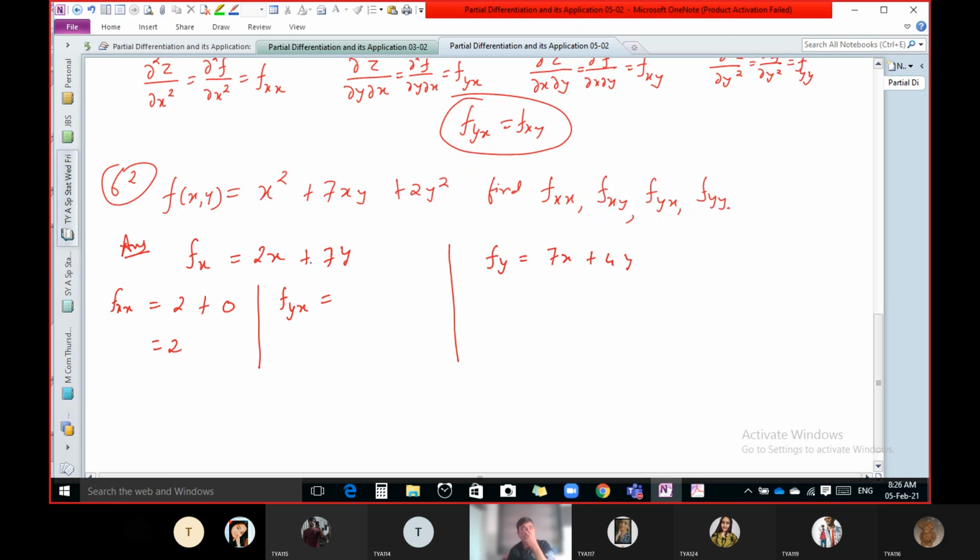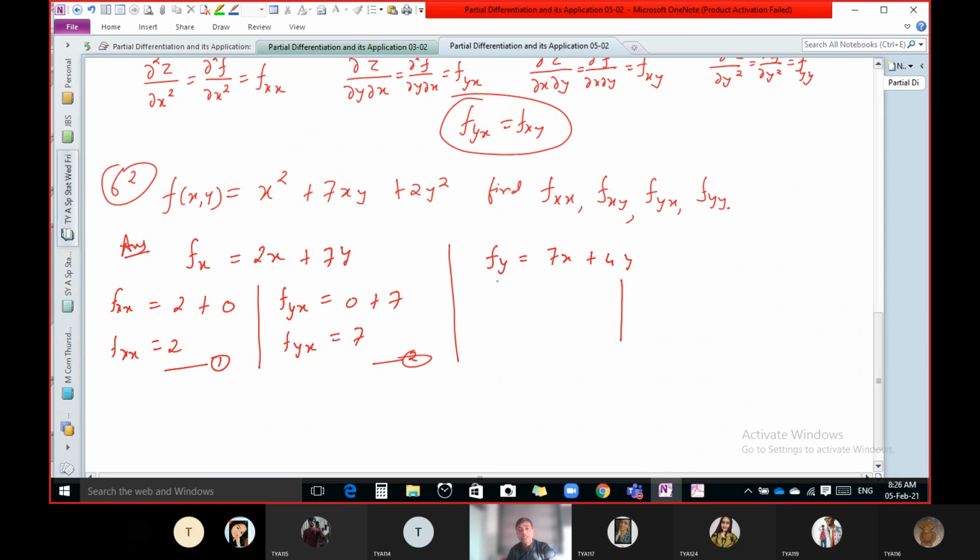Now differentiate this with respect to y. What is the derivative of 2x? 0 plus 7. Perfect. So we get 7. This is fyx. And this is fxx, the answer for the first part. This is the answer of the second part.